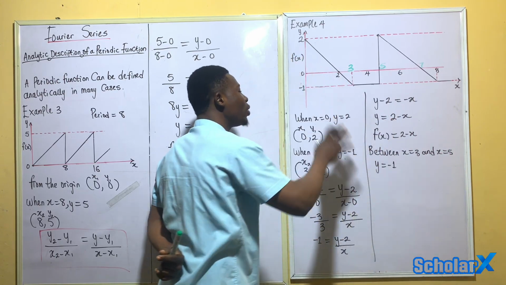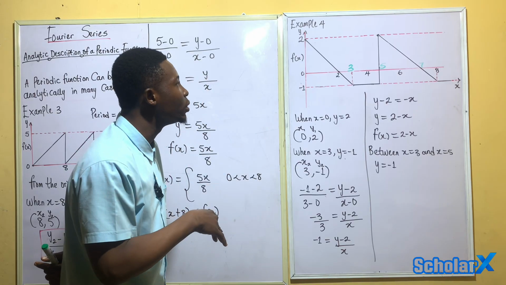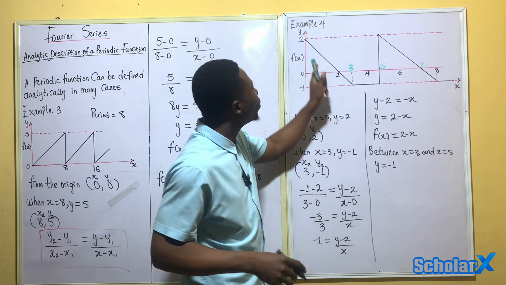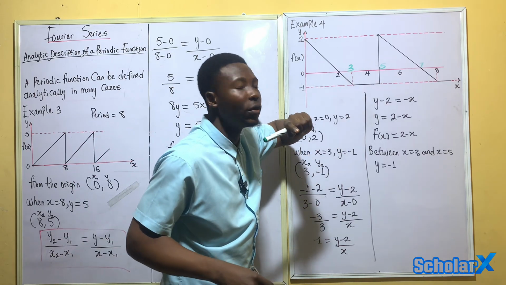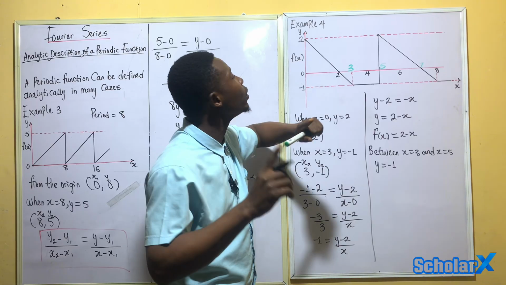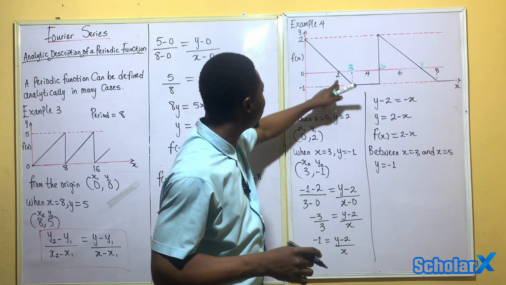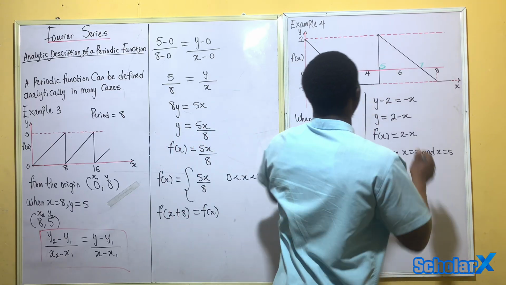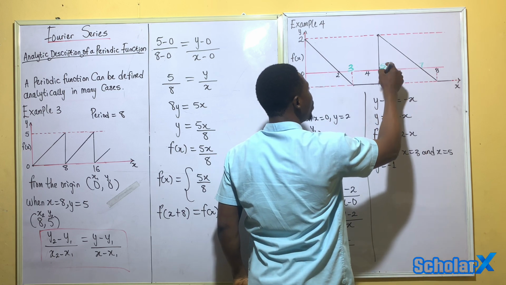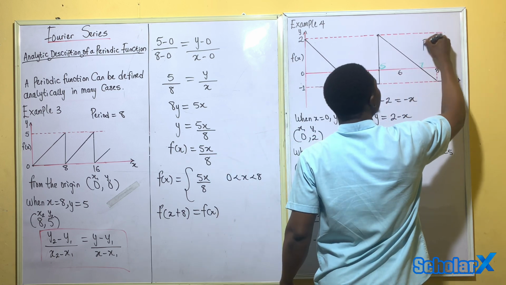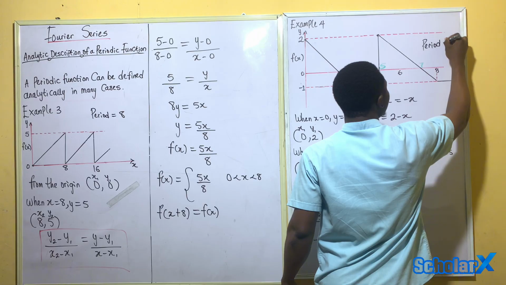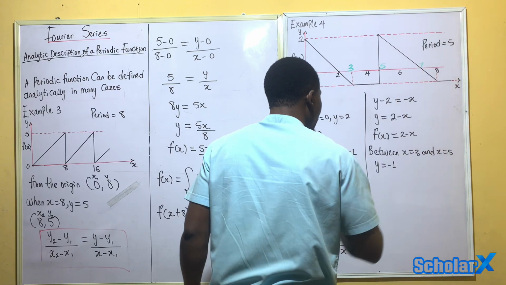So I can write this information as follows. Before we write the analytic description, look at what the period of this periodic function is. What's the complete cycle of this periodic function? It starts here, comes here, ends here. And we've noticed that this point is 5. So it means that the period is 5.